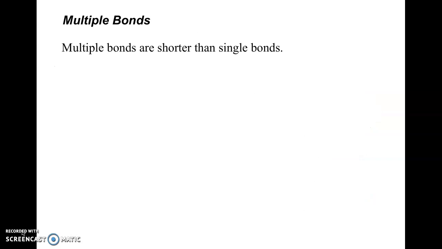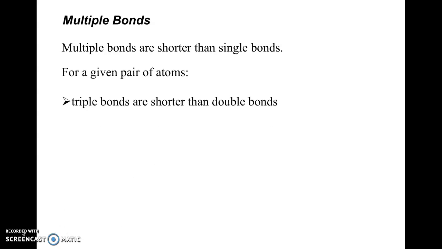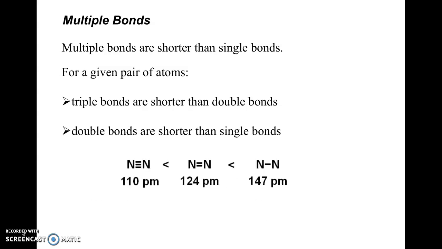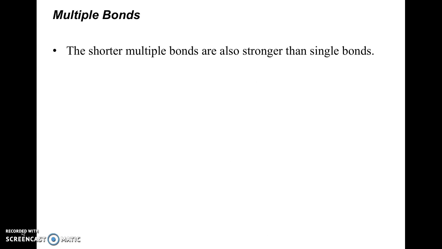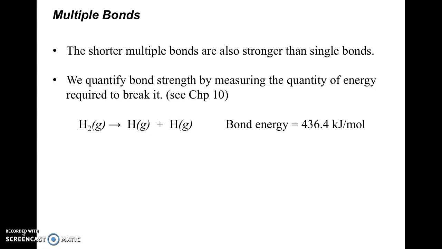The other thing is that multiple bonds are shorter than single bonds, and triple bonds are shorter than double bonds, where double bonds are shorter than single bonds. So I have an example here with nitrogen-nitrogen bonds. The other thing is that those shorter multiple bonds are stronger than a single bond. Once again, that analogy of wrapping a rubber band multiple times pretty well holds with this. And we can quantify that bond strength by measuring the quantity of energy that's required to break it. And we'll look at this more in Chapter 10.